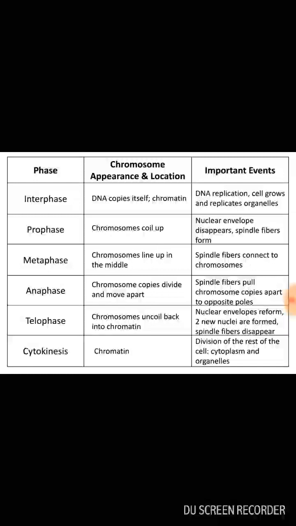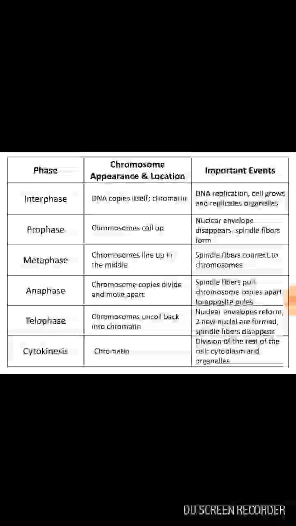So these are the different phases and the events of the cell cycle. Interphase, how the chromosomes appear and what are the important events in the interphase. In prophase, again, the different events have been listed. So this is a slide which will help you to recap the entire concept of cell cycle which we have done till now.